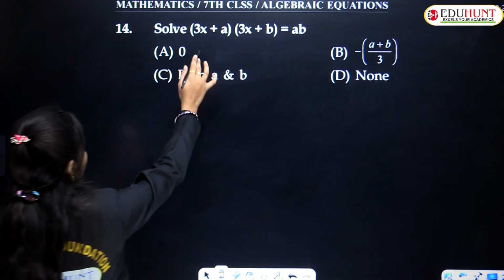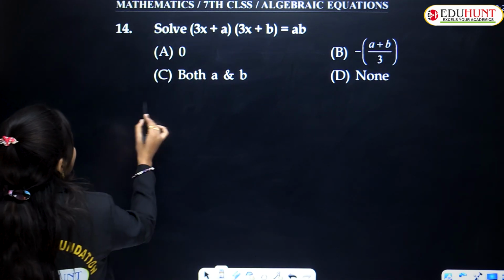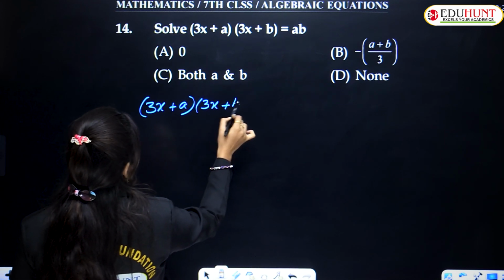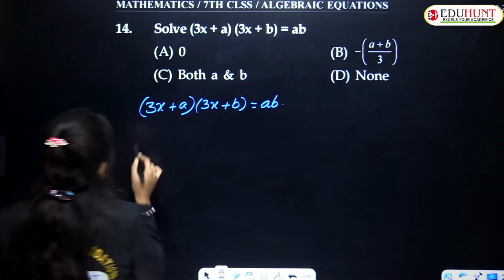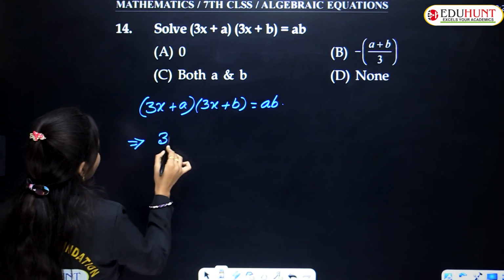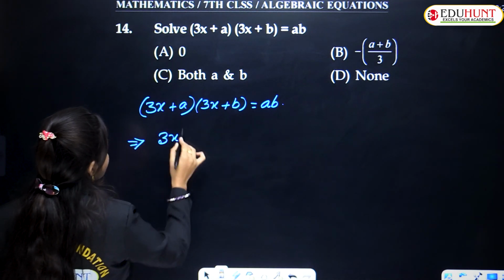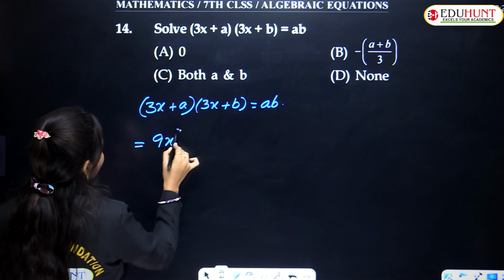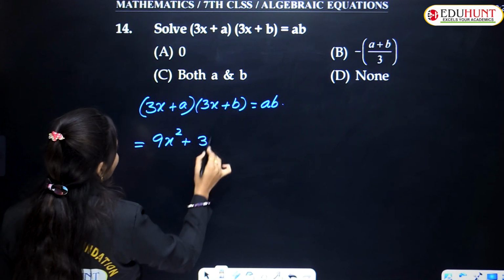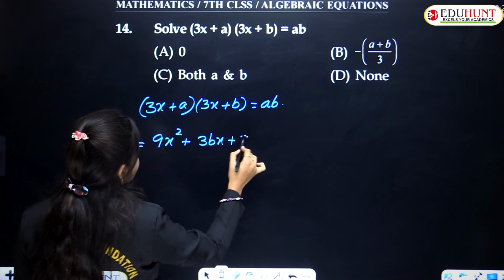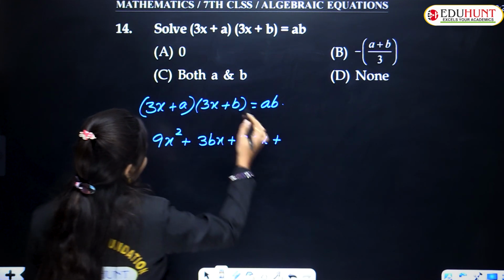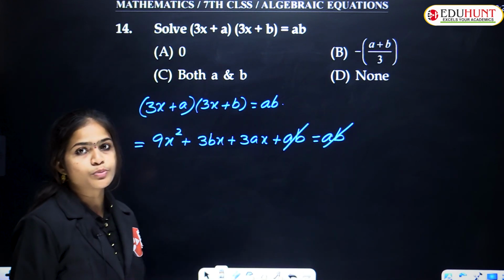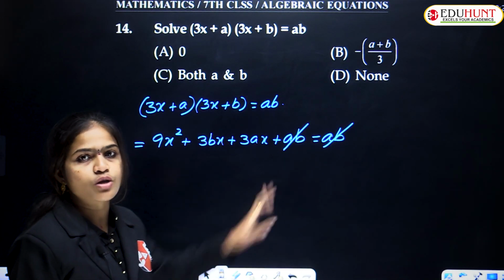See that, but here in the place of x, they have given 3x. So 3x plus a into 3x plus b, which is equal to ab. From this, 3x into 3x is 3 3s are 9x square, plus 3x into b is 3bx, plus a into 3x is 3ax, plus a into b is ab, which is equal to ab. So ab and ab get cancelled. Why? Because both have the same sign and lie on both sides of the equation.